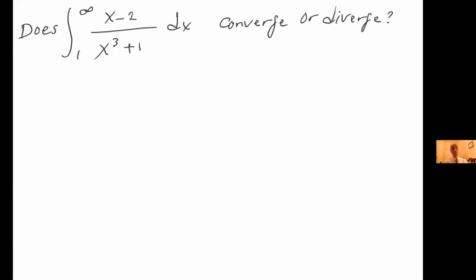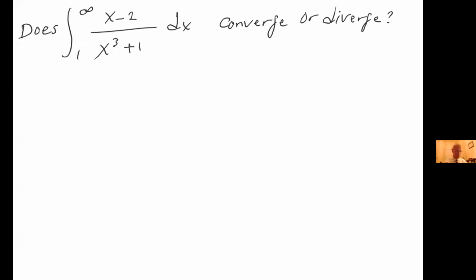Does the integral from 1 to infinity of (x minus 2) over (x cubed plus 1) dx converge or diverge? Well, one way to answer this is to actually evaluate the integral, but that's going to be longer than necessary. This one is actually fairly easy.